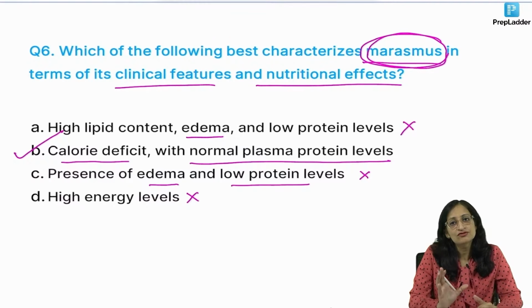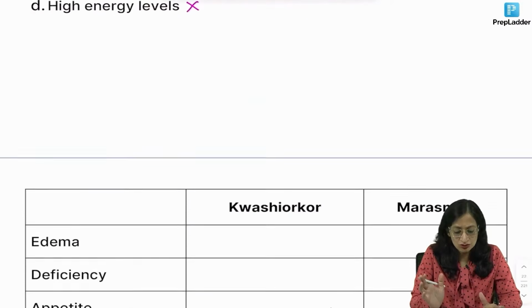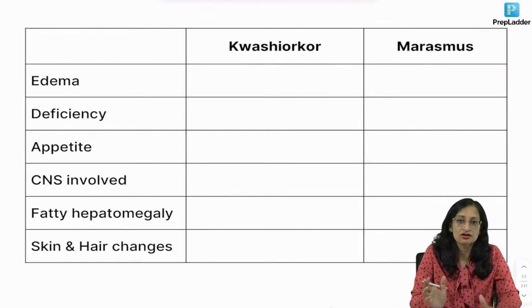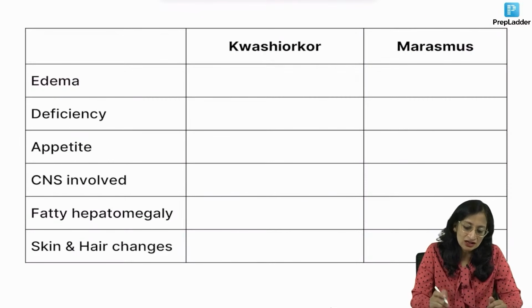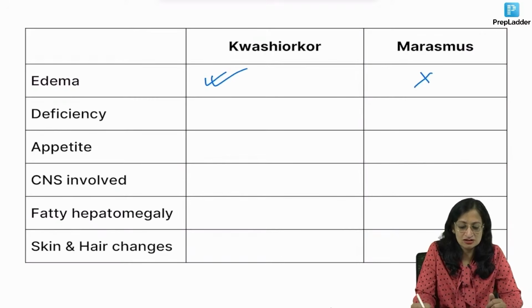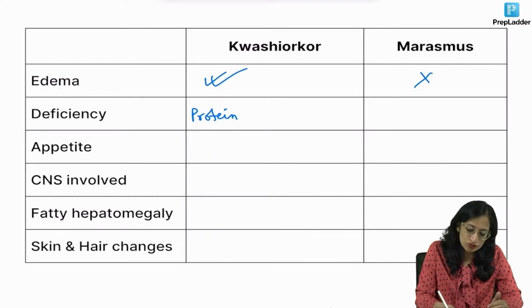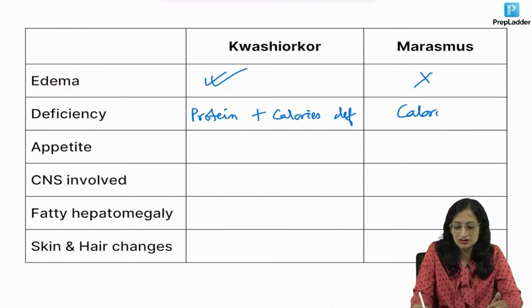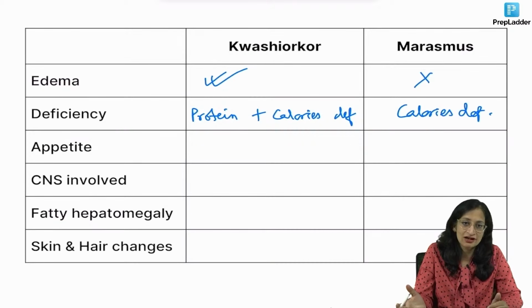Now, let us see from a given case scenario, how do you distinguish whether it is kwashiorkor or marasmus, okay? In kwashiorkor, of course, there is edema. Edema is present, but in marasmus, edema is absent. In kwashiorkor, you have mainly protein deficiency, so protein as well as calories are deficient, while in marasmus, it is mainly the calories that are deficient. There is not much deficiency of the proteins, right?